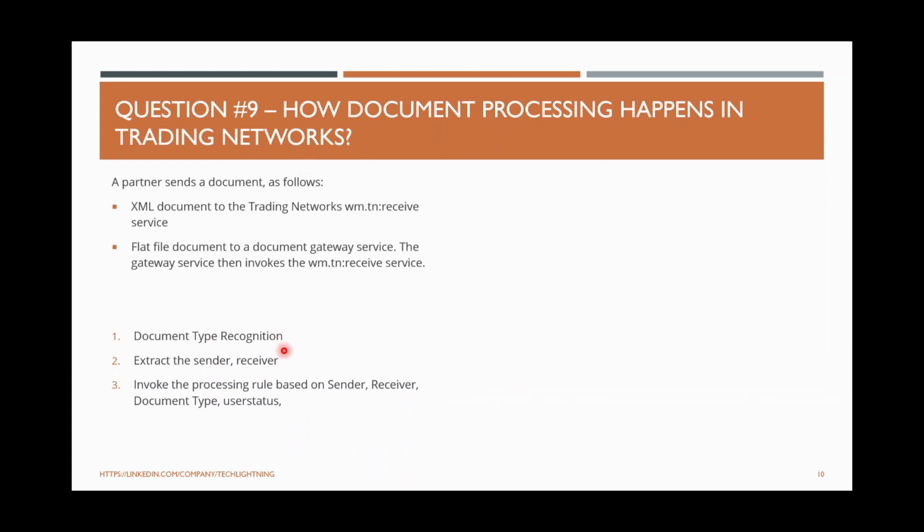Once document type recognition has happened, and after that sender ID and receiver ID extraction, what will happen? If any matching criteria is already available in your processing rule, it will invoke the processing rule. Once the processing rule is invoked, based on the deliver document option, it will go to the particular partner. If it is an XML document, mainly in case of inbound, for example, some partner is sending a document to your trading network, they will use your integration server host name:port and invoke the /wm TN receive service, where they will post the document.